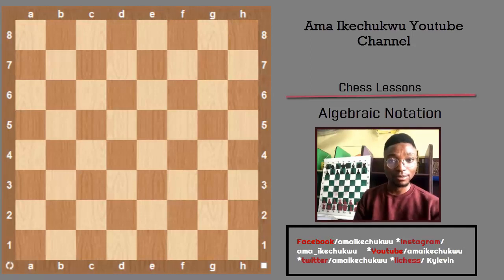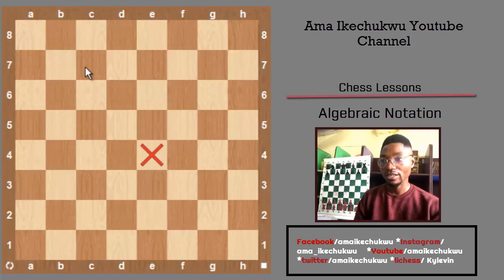Now take a look at the example on the screen right now. I have the chessboard displayed. So how do we apply algebraic notation? Each square of the chessboard has a name. So let's mark this square and look for the name. The name of this square will be called E4. That's right, E4, placing the alphabet before the number.